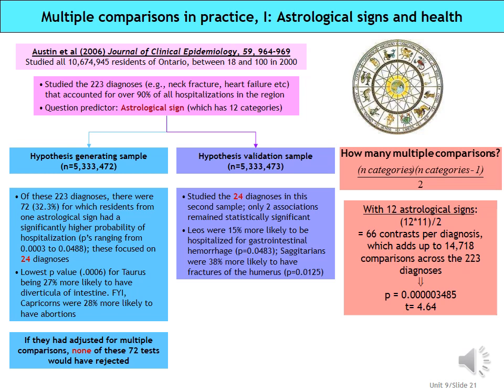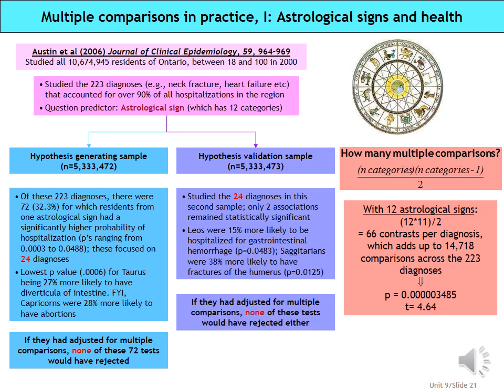If they had adjusted for multiple comparisons, none of these 72 tests would have rejected. If they had adjusted for multiple comparisons, none of these tests would have rejected either. So the result will change. So we need to be careful again about choosing the correction. The Bonferroni correction is one we use a lot, but if the number of comparisons is too large, it diverges from the real results.